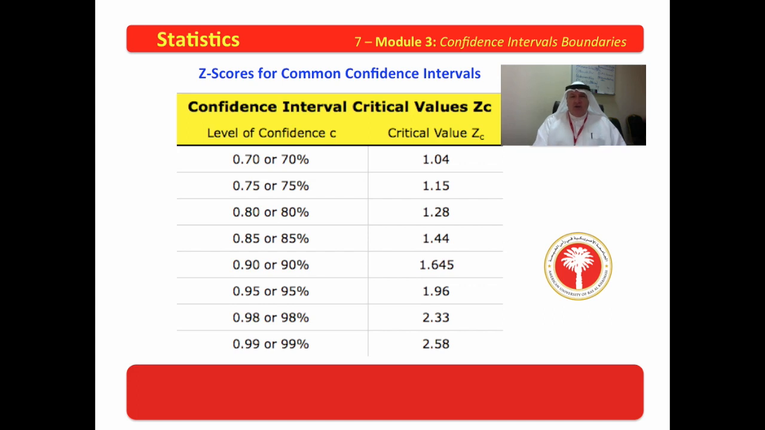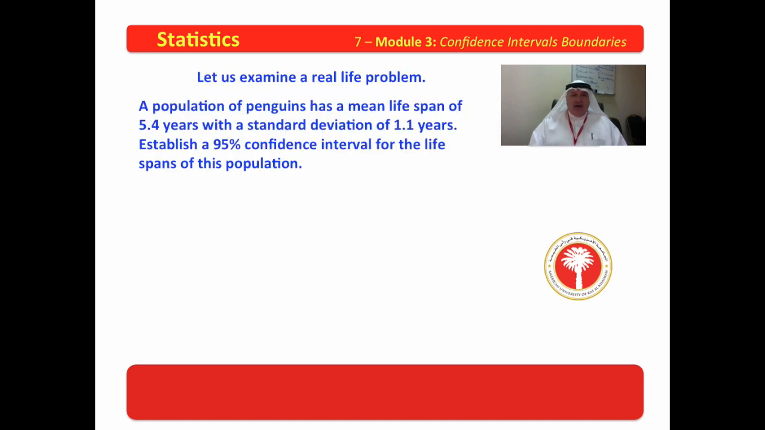So we're going to look at a real life problem applying this particular table to establish a confidence interval for raw data values. Now, here's our problem. A population of penguins has a mean life of 5.4 years with a standard deviation of 1.1 years. Establish a 95% confidence interval for the lifespans of this population.